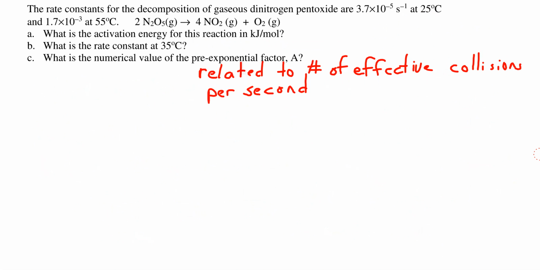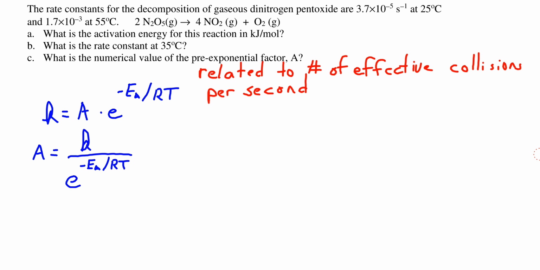And finally, part C, we want to calculate the numerical value of the pre-exponential factor A, which is related to the number of effective collisions per second. We start with the Arrhenius equation, and we're going to be solving for A, and we can choose any one of these 3 temperatures and their corresponding value of K in order to determine the pre-exponential factor A.